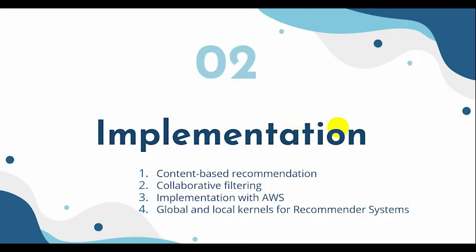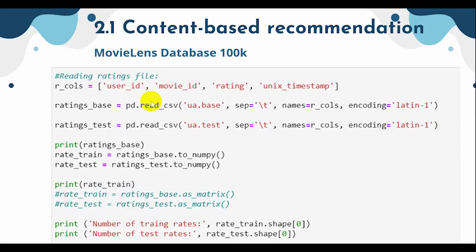The second part of our presentation is about the implementation of each model. I will talk about how to implement the content-based recommendation model. First, I read the rating files using the pandas library, and then I split that file into two datasets. The first one is training and the second one is testing. So over here you can see the rate train and the rate test.